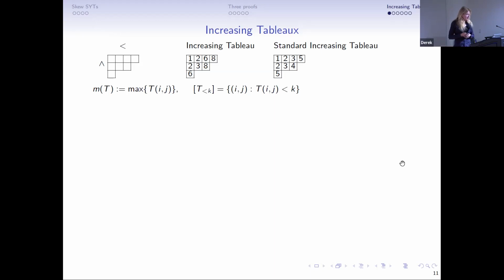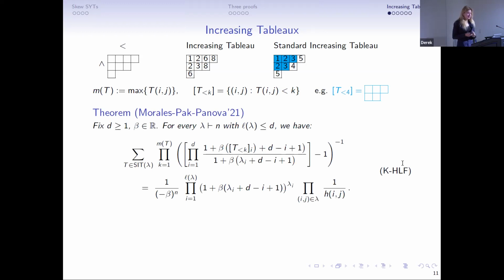And so here is some notation. M of t is the maximal entry of this increasing tableau, and this square bracket t less than k is basically the Young diagram corresponding to all entries in this tableau which are strictly smaller than k, and the analogous notation greater than or equal to k, and so on and so forth. So here is an example. The entries smaller than 4 in this tableau are this shape.